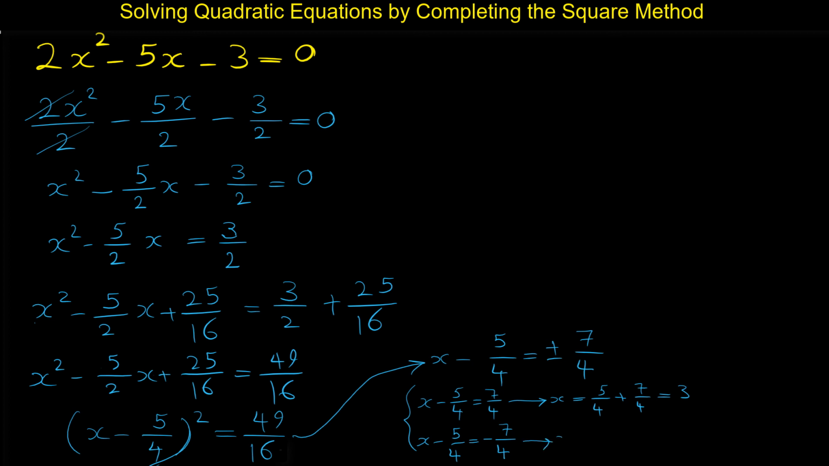The other answer is x is 5 over 4 minus 7 over 4. 5 minus 7 is negative 2. Negative 2 over 4 or negative 1 over 2 is the other answer of this quadratic equation.